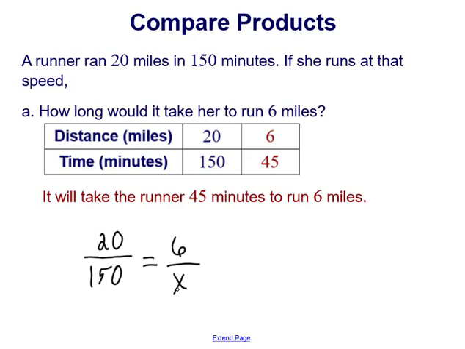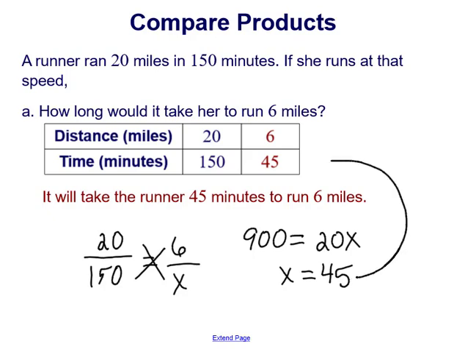You can look at your common factors between numerators and denominators, or you can use cross multiplication. I'll model that here, where 150 times 6 would give you 900, and 20 times x is 20x. So if you think of what multiplies by 20 to get 900, you get your answer of 45. So that's why we can fill in the table that it would take 45 minutes to go the 6 miles. You just have to make sure your order here was miles over minutes, so the 6 miles over the 45 minutes.